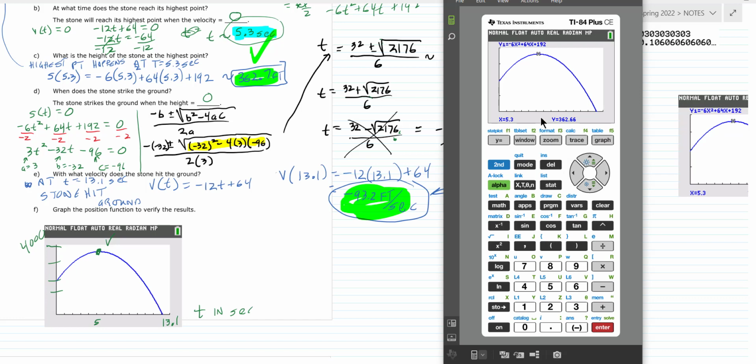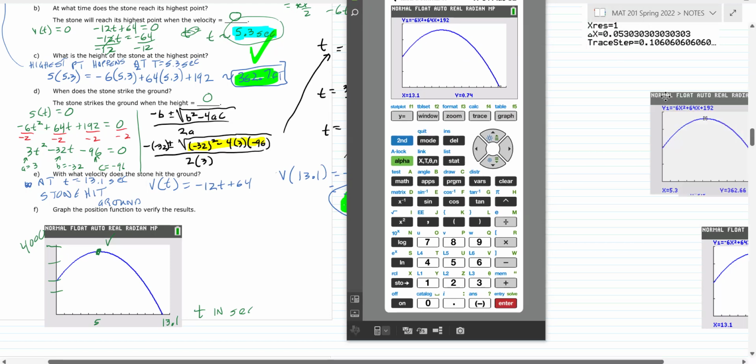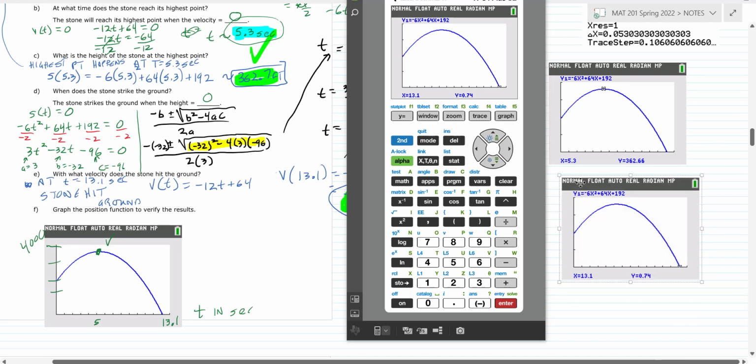And the other thing we found is what happens if you trace at 13.1, when it reached the ground. Well, that's close to 0. Again, that was only an estimation. So that also tells us that we're on the right track with getting the answers to this problem. I just want to note those graphs that verify some of the key things that we learned.